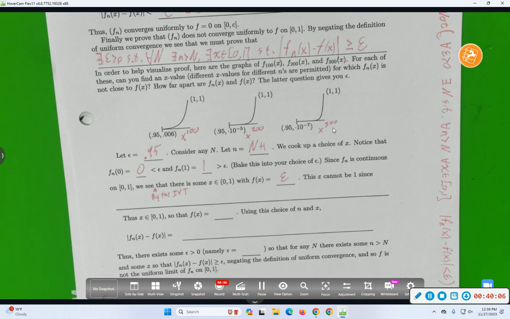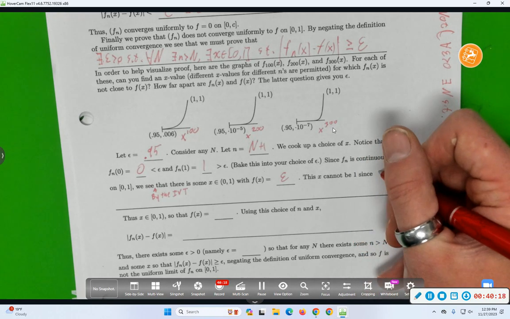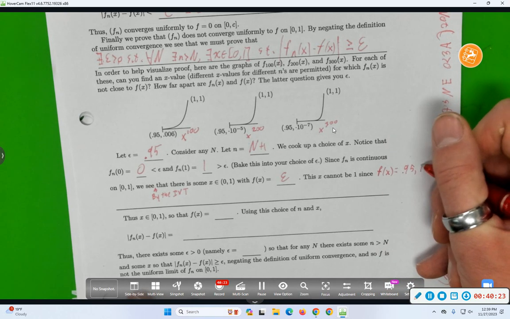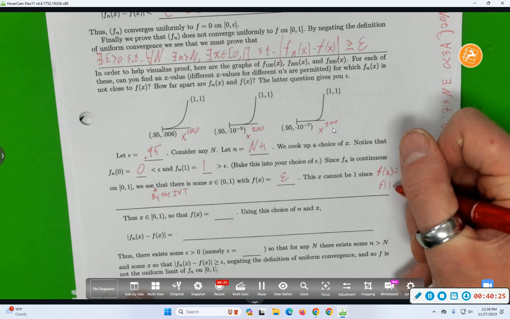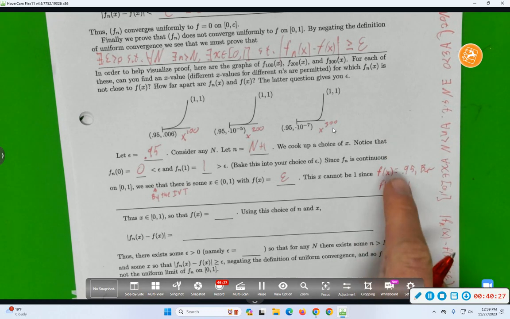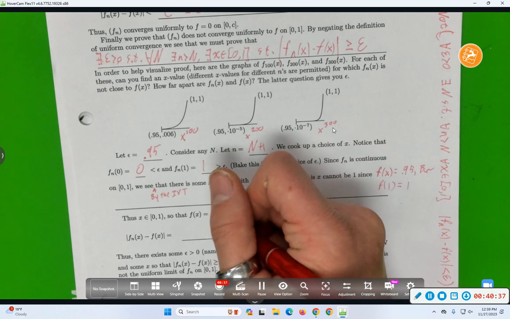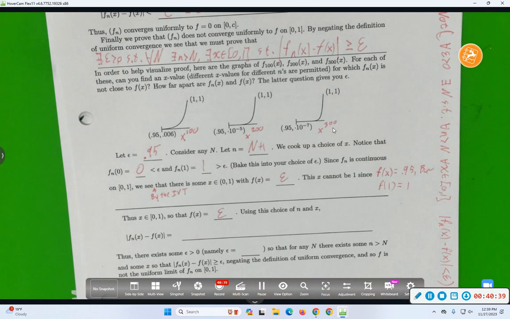What's f of 1? F sub n of 1, rather, is 1. Is 1 equal to 0.95? No. This x cannot be 1, since f of x equals 0.95, but f of 1 equals 1. Oh, and all that was supposed to go in this blank. That's okay. So, we now have an x in between 0 and 1, excluding 1, which satisfies that f of x is equal to epsilon, or 0.95.